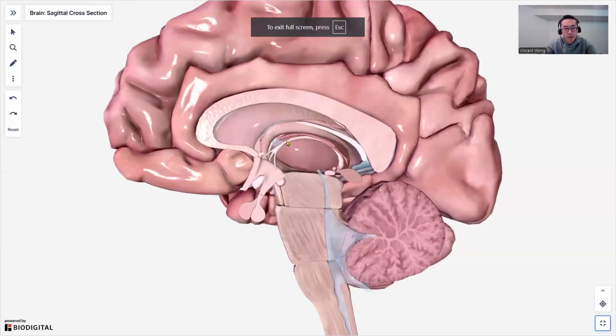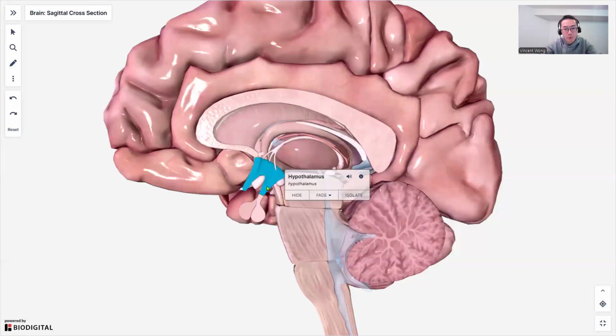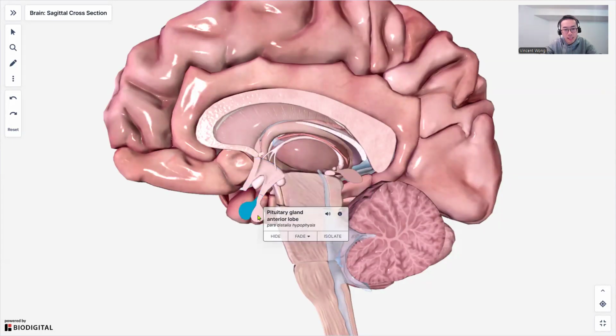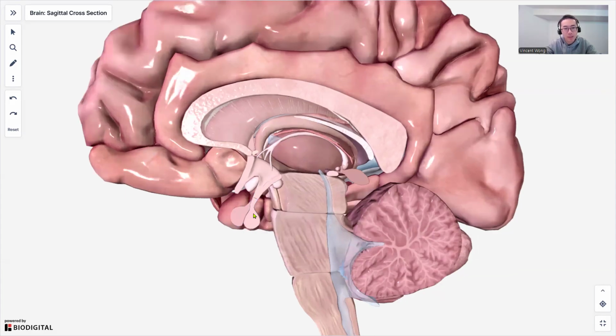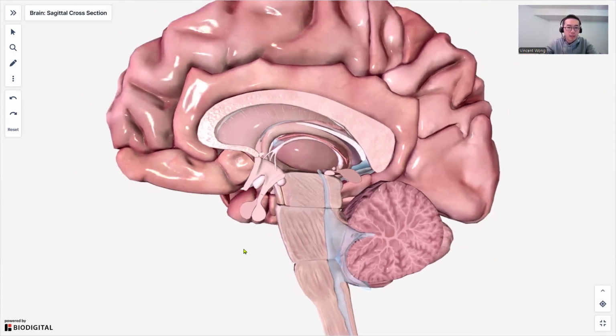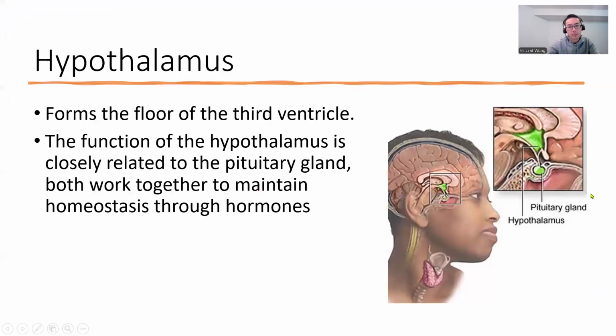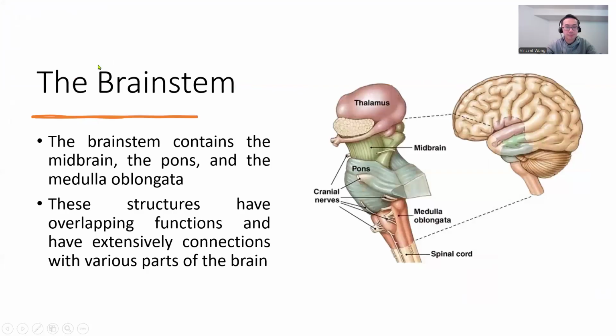Okay, so third ventricle, thalamus, hypothalamus, right here, and then pituitary gland. The pituitary gland is separated into the anterior pituitary and posterior pituitary. They do different things. We'll learn about it later, but collectively, they help regulate a lot of the autonomic processes that are going on in the body related to homeostasis.